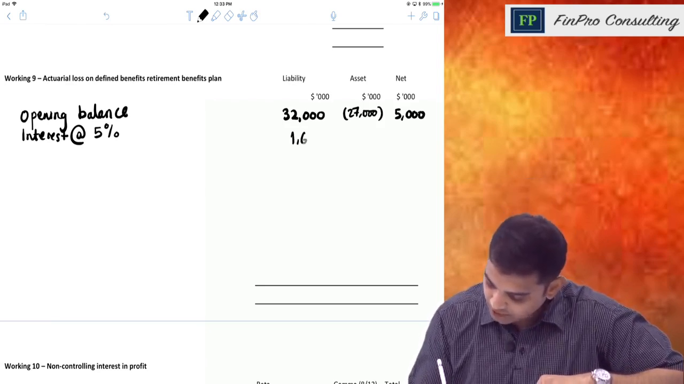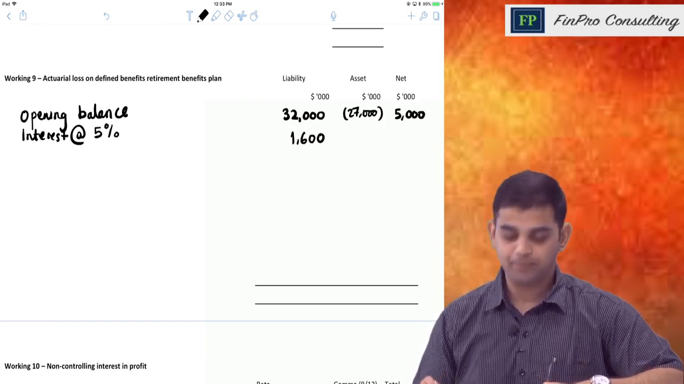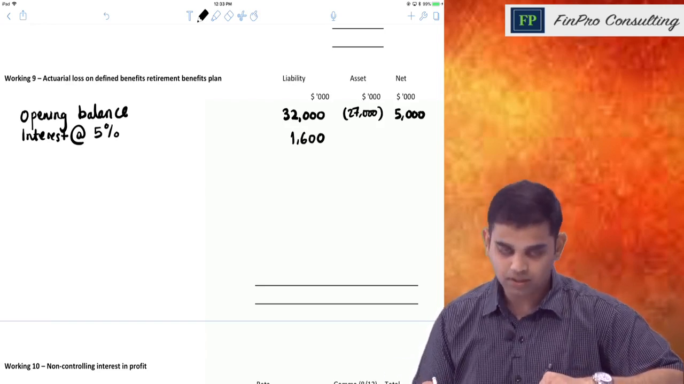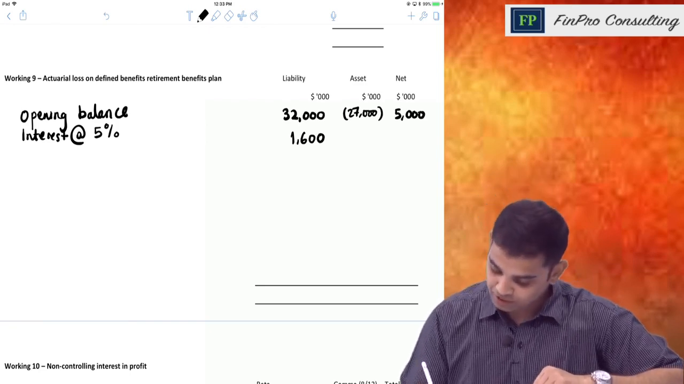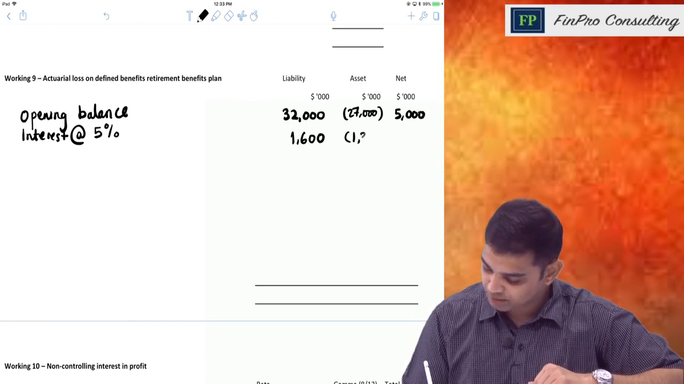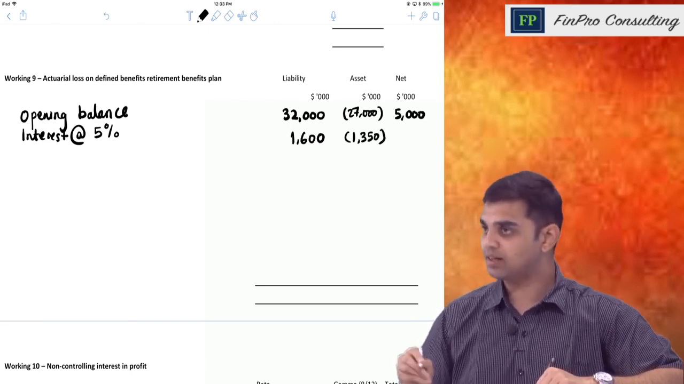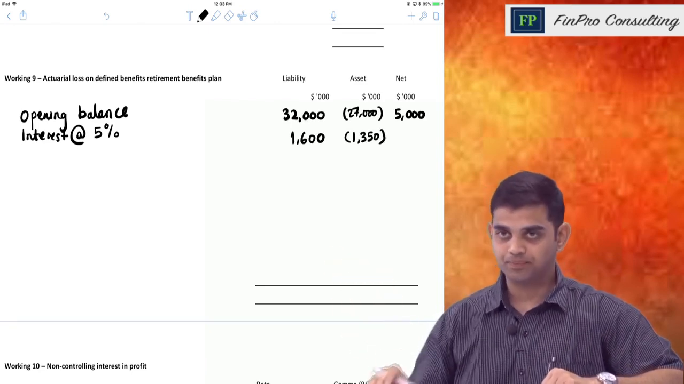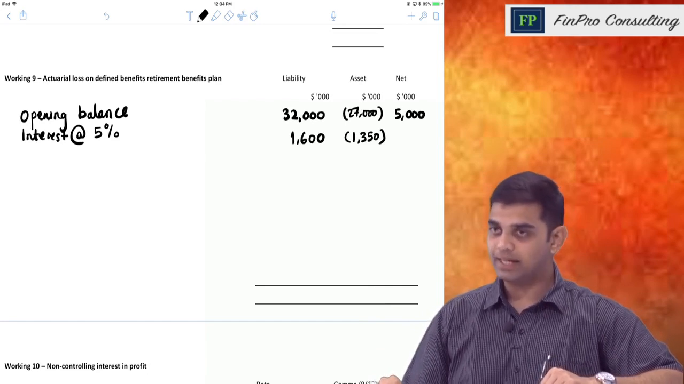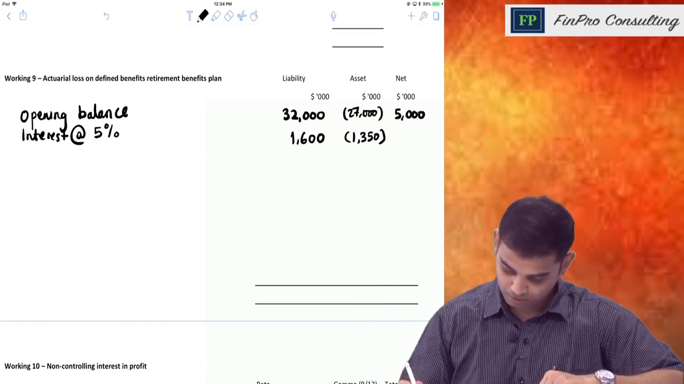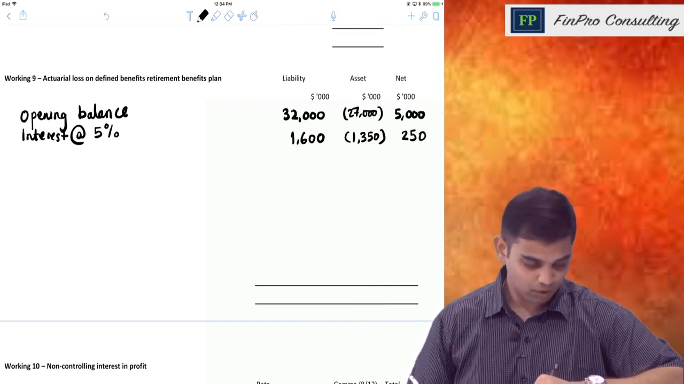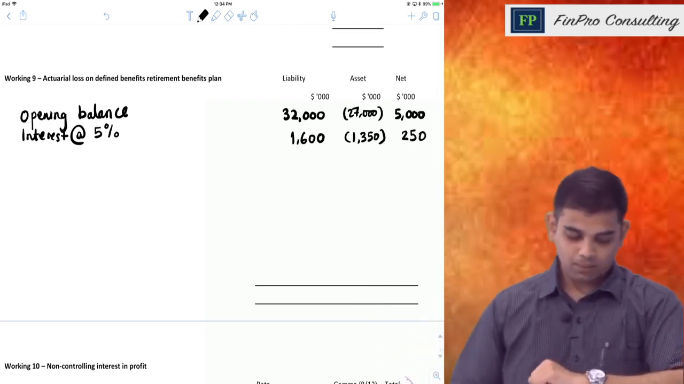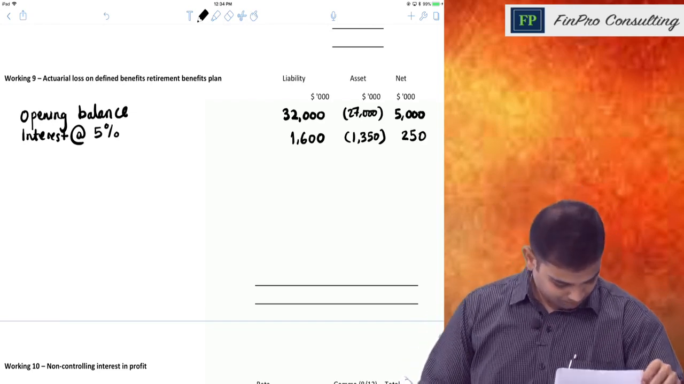So 1,600 will increase my liability. On 27,000 interest income 1,350, so that will increase my asset. So when the asset is increasing, I am writing in bracket. What is my net interest? 250 expenditure. Okay.